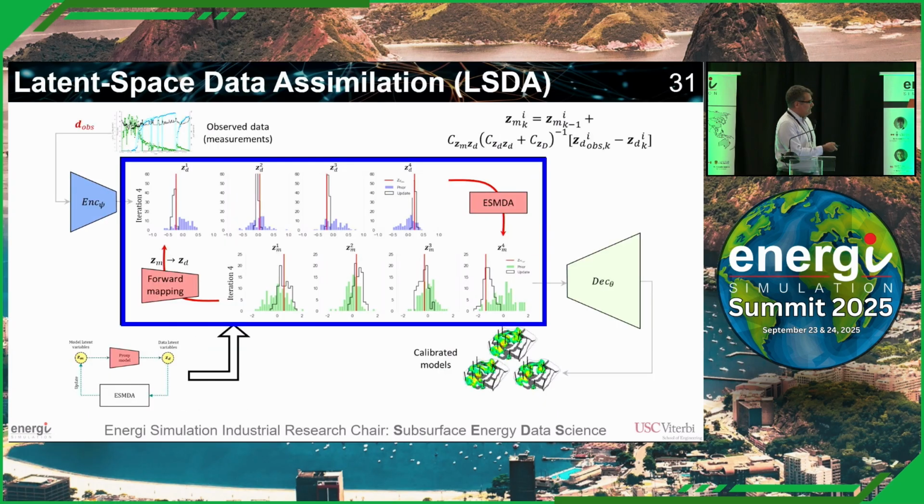So this is a little bit of details, how this actually works. And these are the kind of updates that are happening in the latent space. Instead of those larger scale models that we need to update, we are really updating probably tens of variables that have very simple distributions.